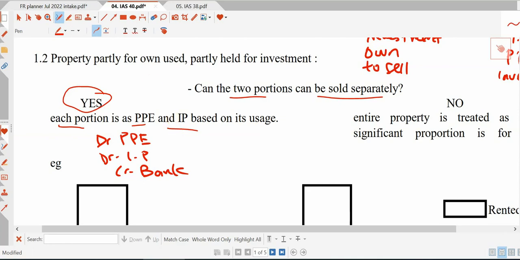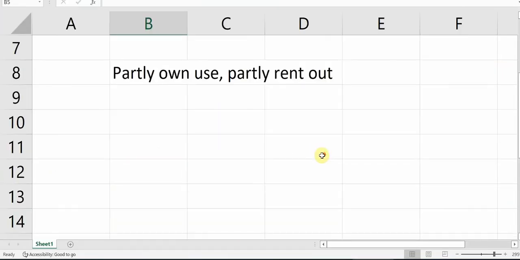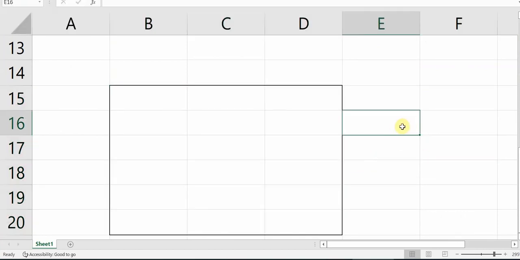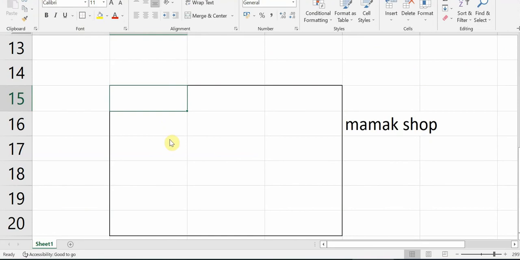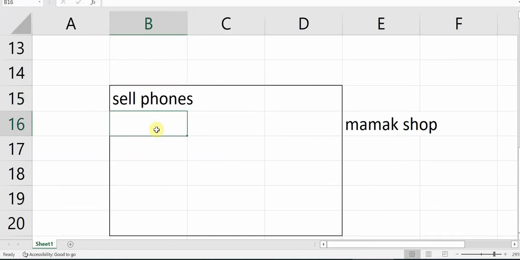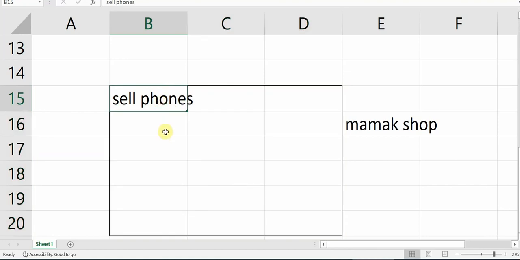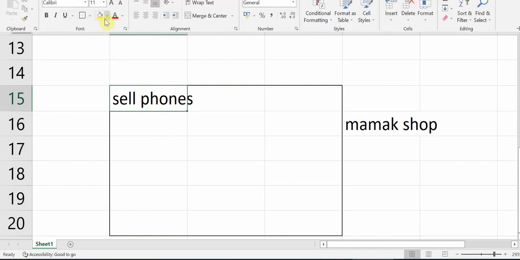How about if I go back to my spreadsheet here, I give you another example. Now, I saw things like this before, not sure you have seen it. Maybe yes also. I have seen a mamak shop. So this is the main entrance here, and at the main entrance, there is one small area they rent out to sell phones. Next to the entrance, they rented this one small area to put a counter letting people sell phones. So this is also one example of property, partly owned use, restaurant, and partly rent out. So let me ask you guys, including those at home, do you think I can separately sell this area? Let me color it first.